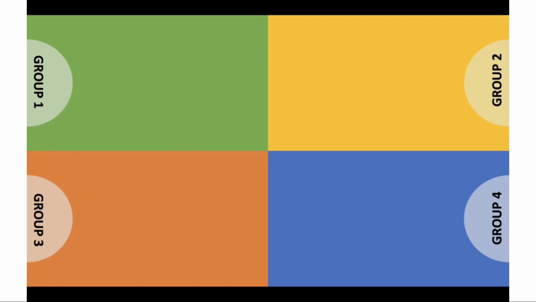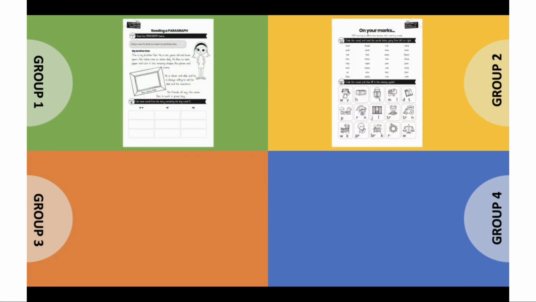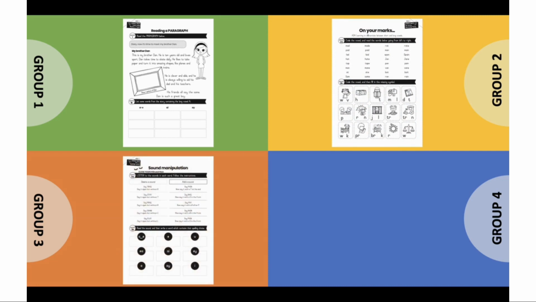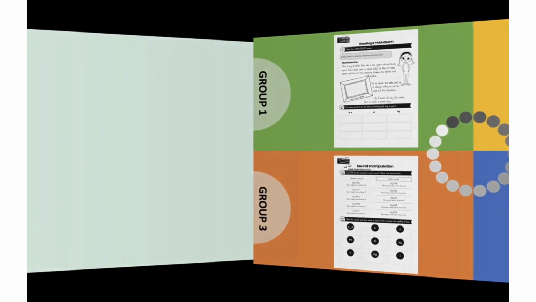Right, now for our group work. Group 1, you will be reading a paragraph. Group 2, you'll be doing the on your marks. Group 3 will be doing sound manipulation. And Group 4 will be doing the mapping sheet. Remember to rotate so that you can do every activity in the book.